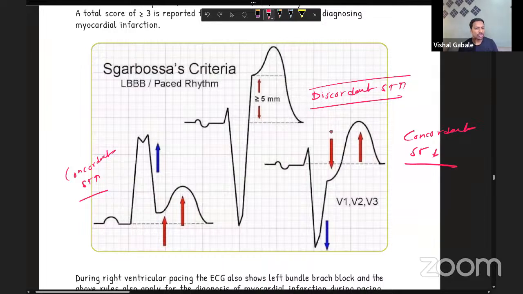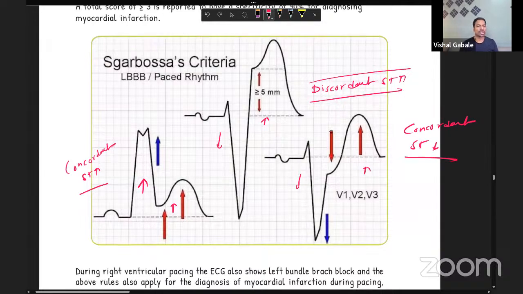Got it? So this is QRS positive with ST segment elevated. Here QRS is negative with ST segment elevated. Here QRS is again negative with ST segment elevated. So that's about the Sgarbossa criteria, guys.